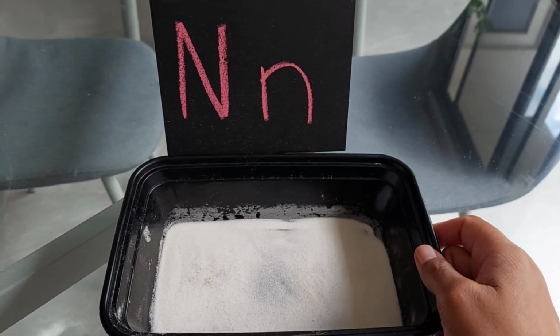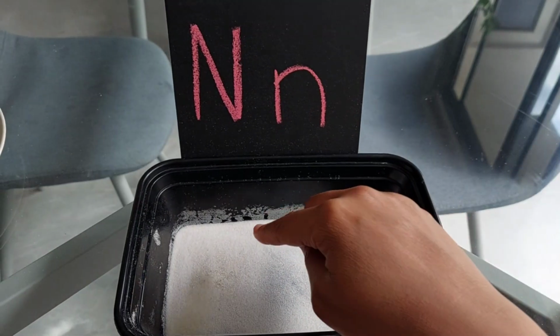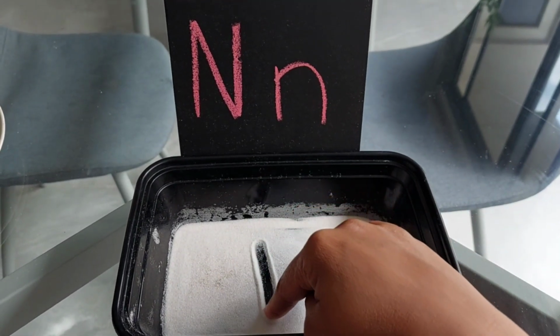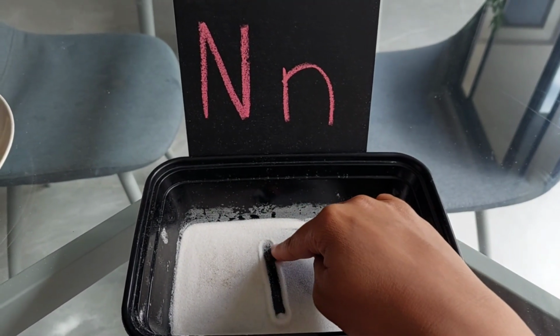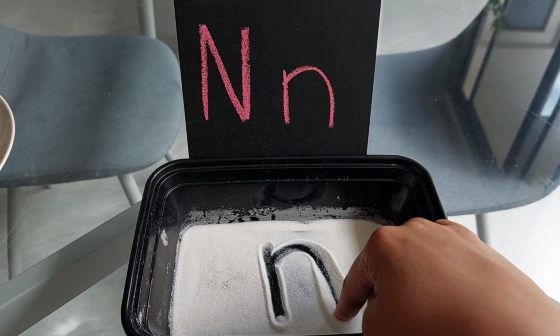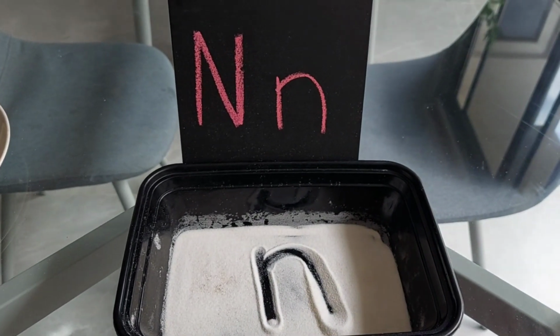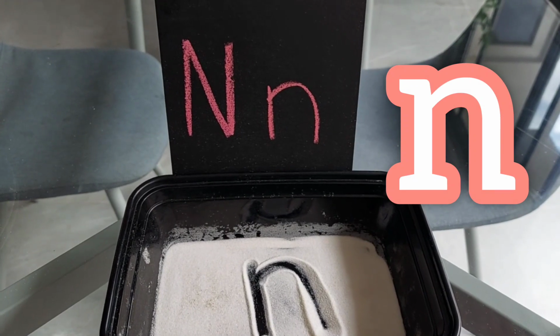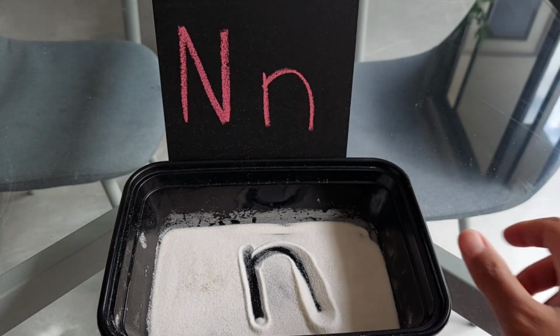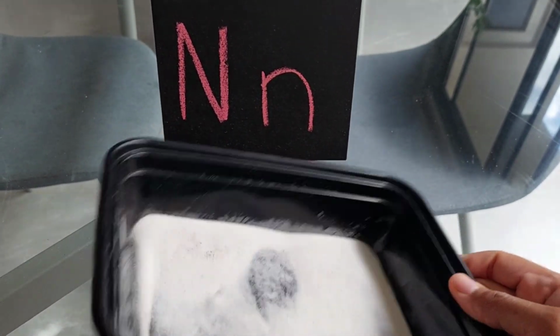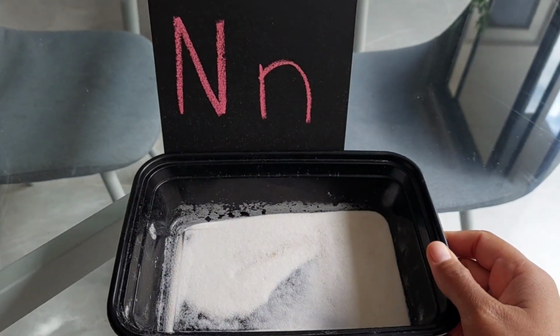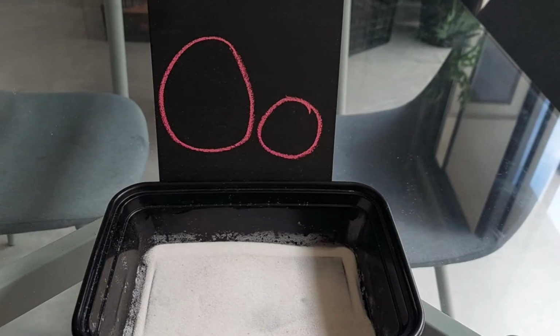Now let's learn how to write a lowercase n. This time we're going to start at the top and go all the way down. And then we're going back up to the top and go around to the bottom. And that's how you write a lowercase n. Fantastic, you guys. Now let's shake it out. And let's learn how to write the letter O.